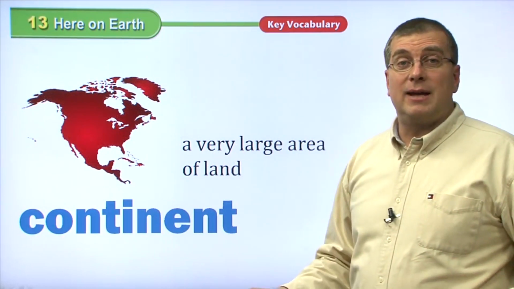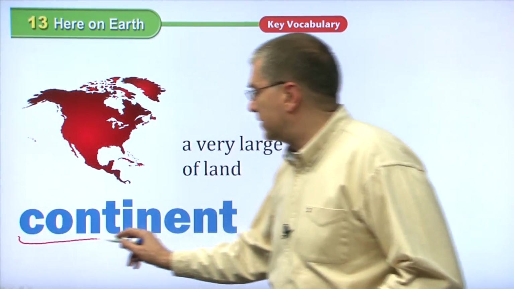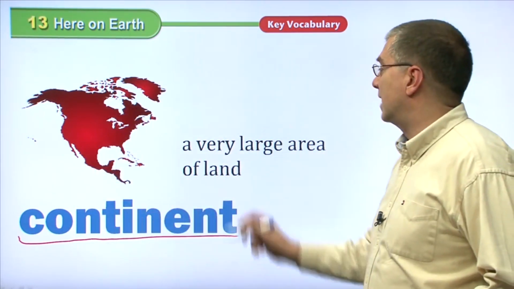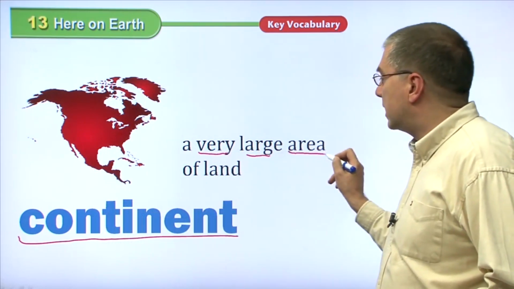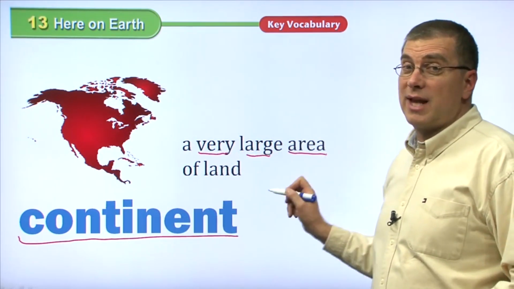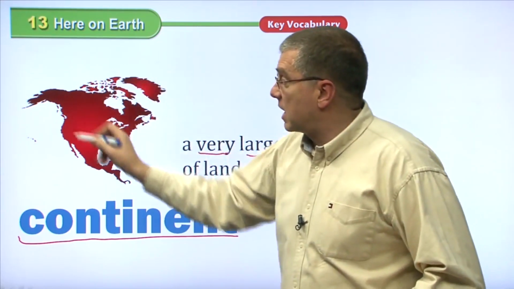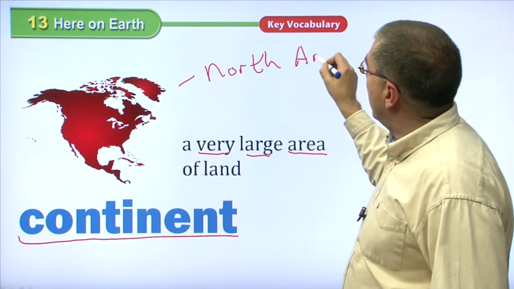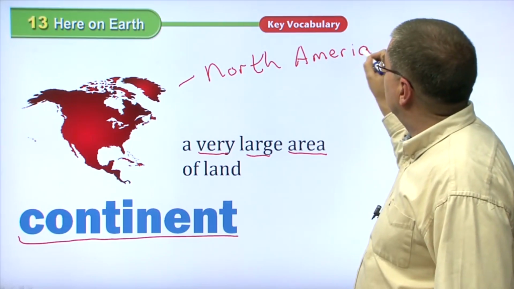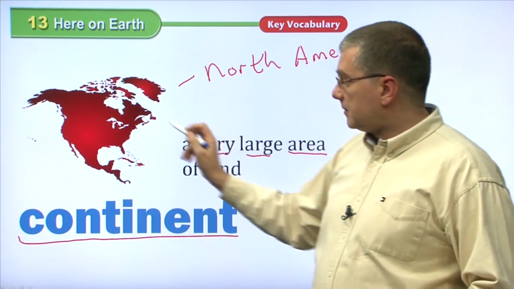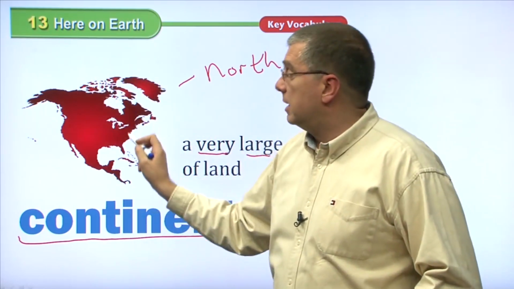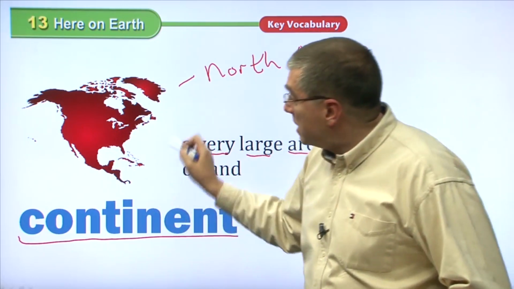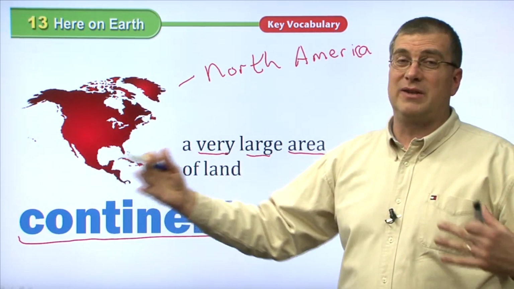Okay, when we talk about land, we can also talk about continent. Continent. A continent is a very big piece of land, a very large area of land. This is a continent. This is the continent of North America. It is very, very large. So it includes many countries. You have Canada, the United States, Mexico, Cuba, and other countries in the Caribbean. This is all North America, a very large piece of land.